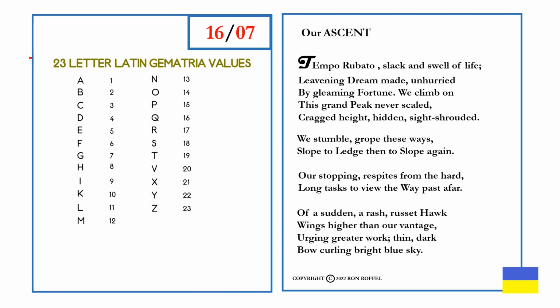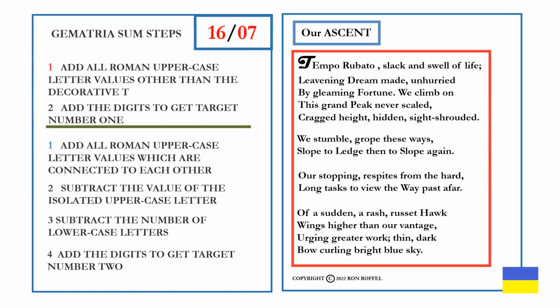As usual, we will just use the 23-letter Latin alphabet Gematria values and try to discover two numbers. The 16 and 7 are two numbers that are important in my life. So let's start with two simple puzzles.